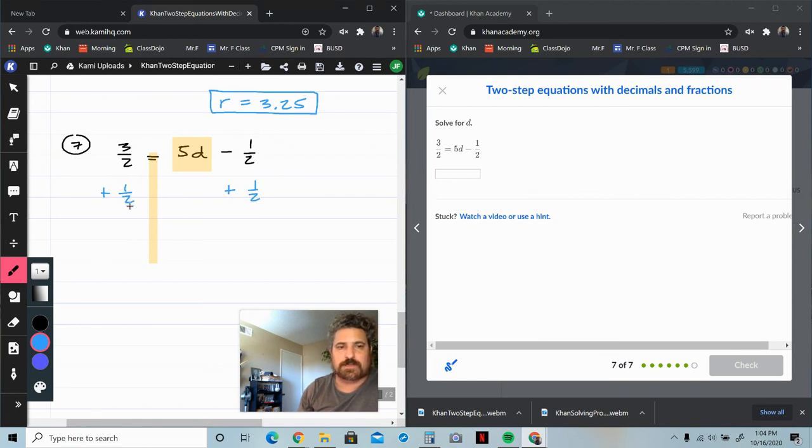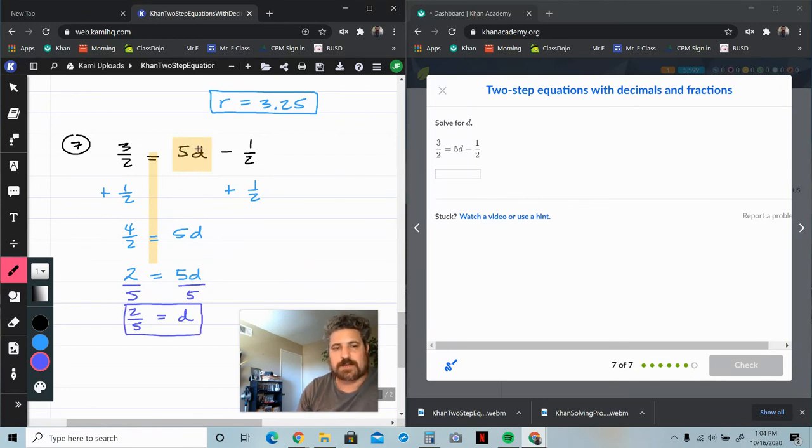What is 3/2 plus 1/2? That's 4/2. What is 4/2 really worth? 4/2 is really worth 2. So this is 2 is equal to 5d. Now you want to undo the times by 5, so divide both sides by 5, and you get the answer that d is equal to 2/5. And there's your answer.